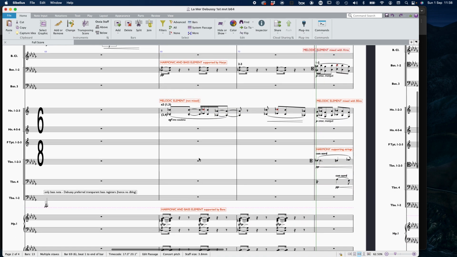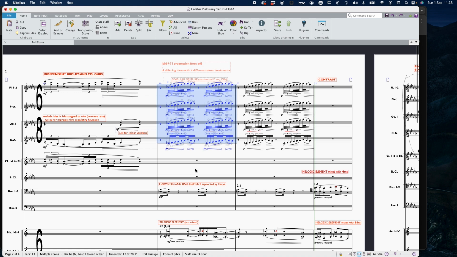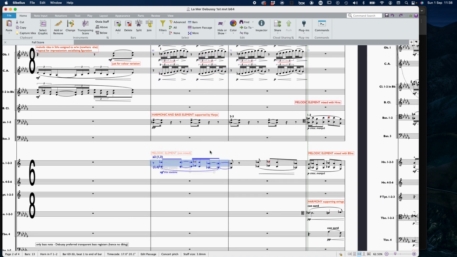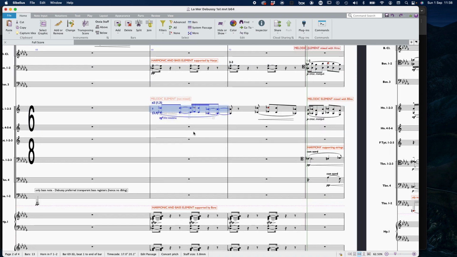We've then got what else has anything to do with that? Well, nothing really. So then we've got a melodic element, which is not mixed with anybody else. So this is the horns.